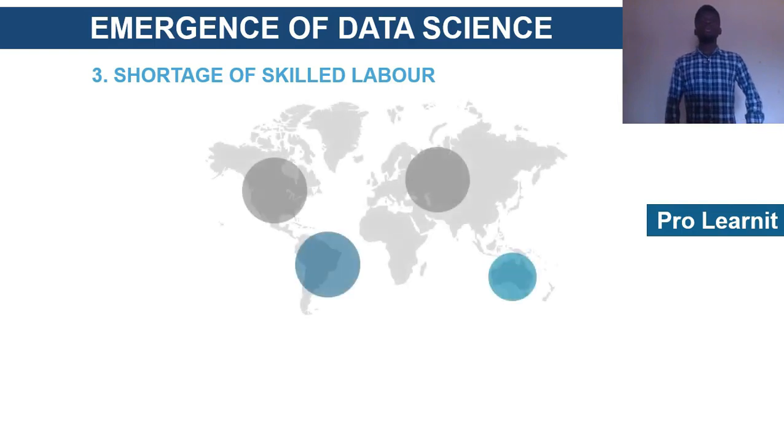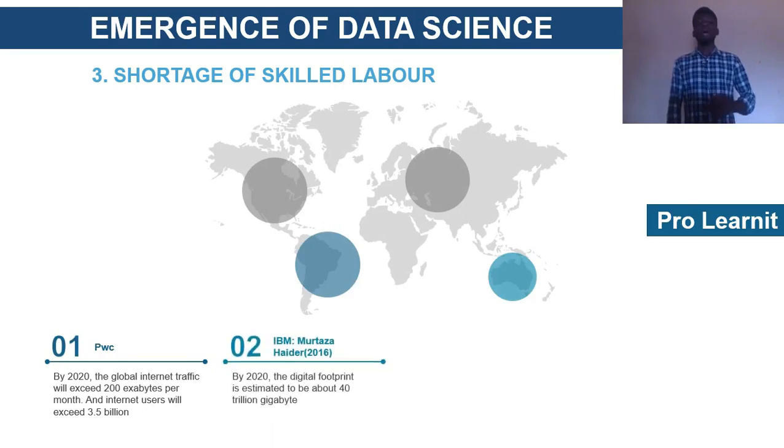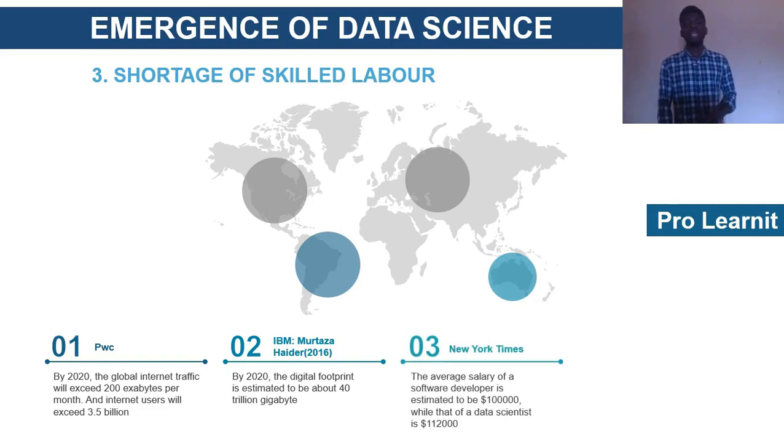All right, so there are some predictions. I'm going to give you some wonderful statistics. PwC actually said that by 2020, the global internet traffic should have risen to about 3.5 billion internet users. Then in 2020 also, IBM's Mortaza Haida, in his book Getting Started with Data Science, said that the digital footprint will be about 40 trillion gigabytes. And also, I've already told you about the New York Times report.